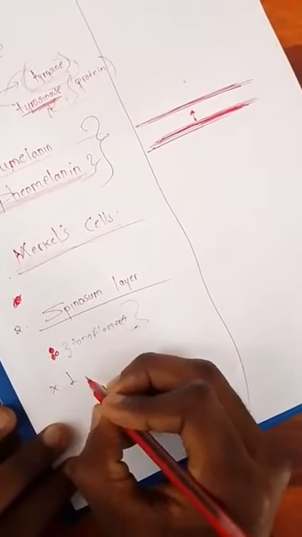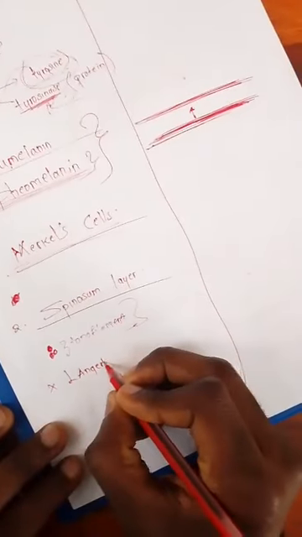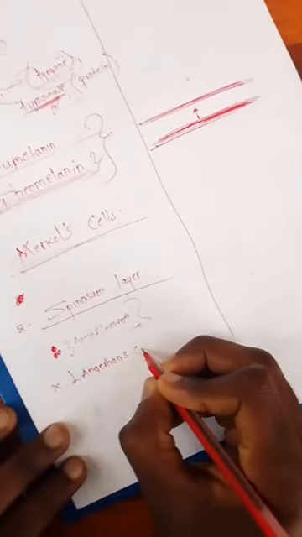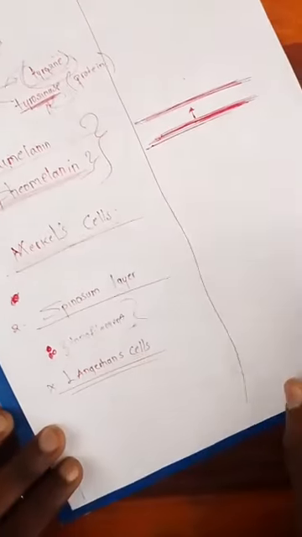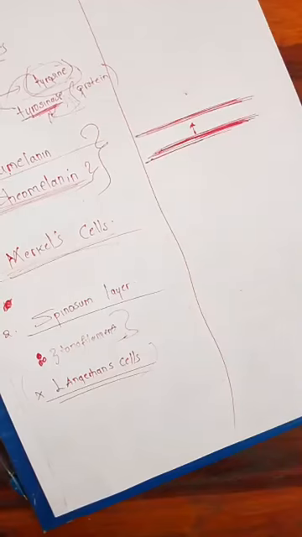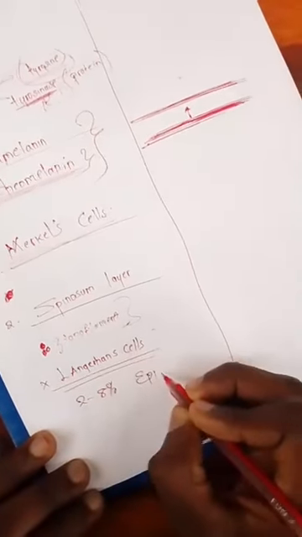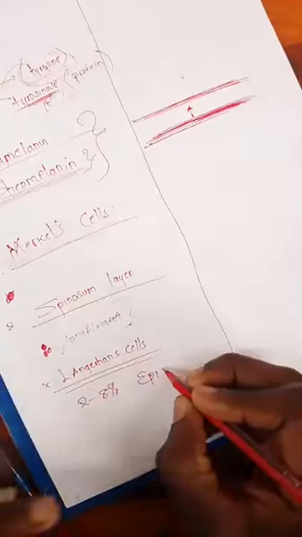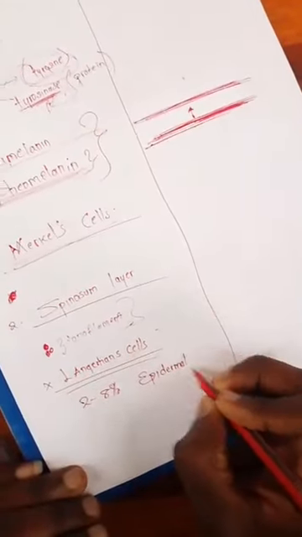Okay, so we are going to find out that this spinosum layer consists of a special type of cells known as the Langerhans cells. This is another type of cell found in the epidermis, specifically in the spinosum layer, the second deepest layer. These cells represent about 2 to 8% of the epidermal cells.